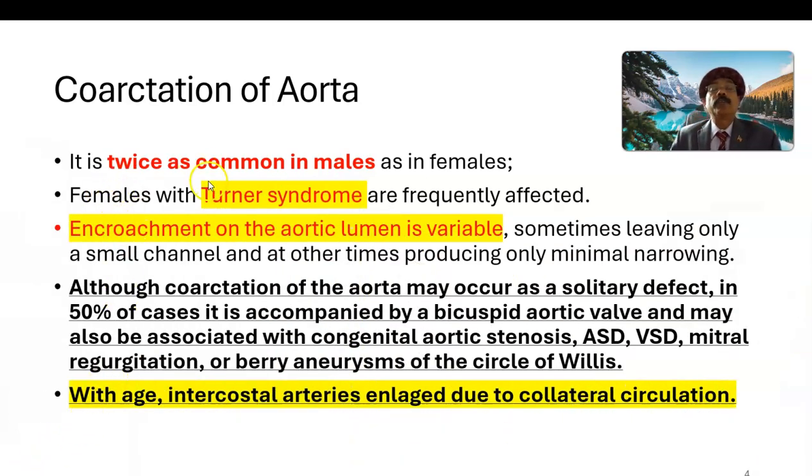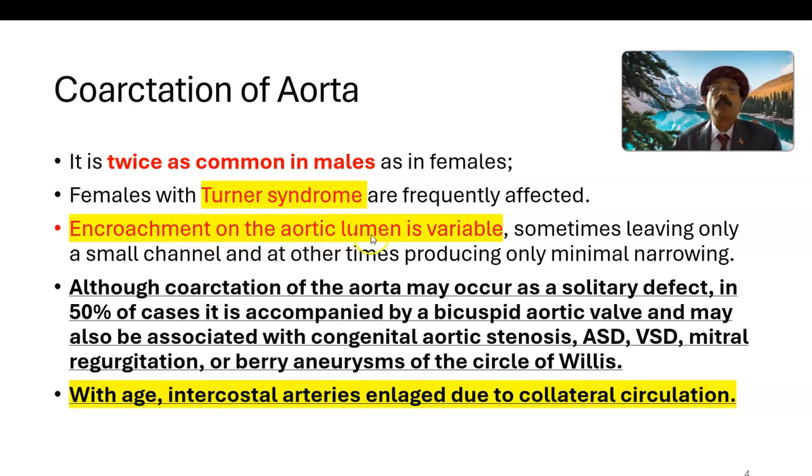Coarctation of the aorta is twice as common in males as in females. So the male child may have more chance to get coarctation of the aorta than the female child. Females with Turner syndrome, a chromosomal anomaly 45,X0, phenotypically female lacking secondary sexual characteristics, have more chance to get coarctation of the aorta.